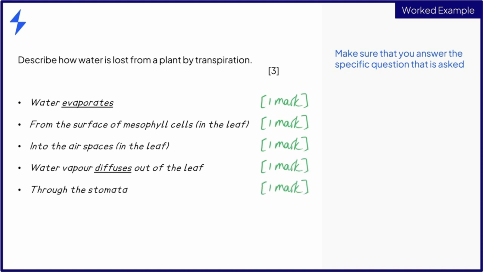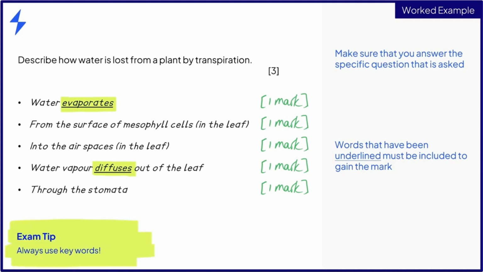Take note here of underlined keywords such as evaporates and diffuses. When a word is underlined in a mark scheme in this way, it means that you won't get the mark if you don't include the word. It is always a good idea to include as many biological keywords as possible when answering exam questions.